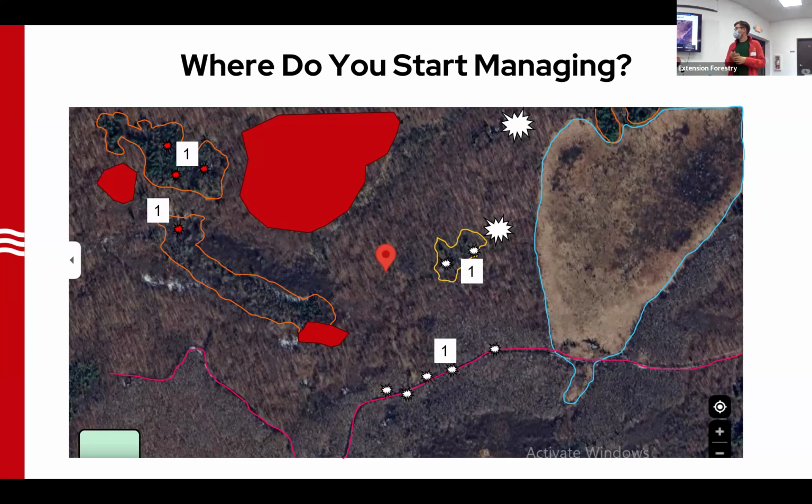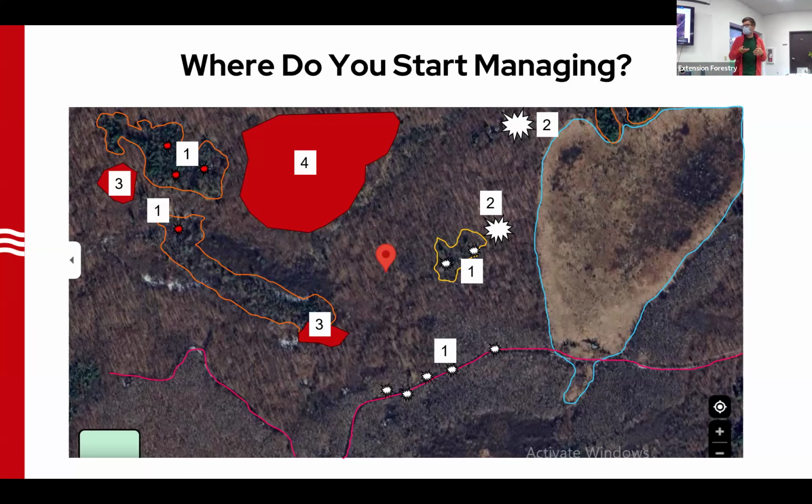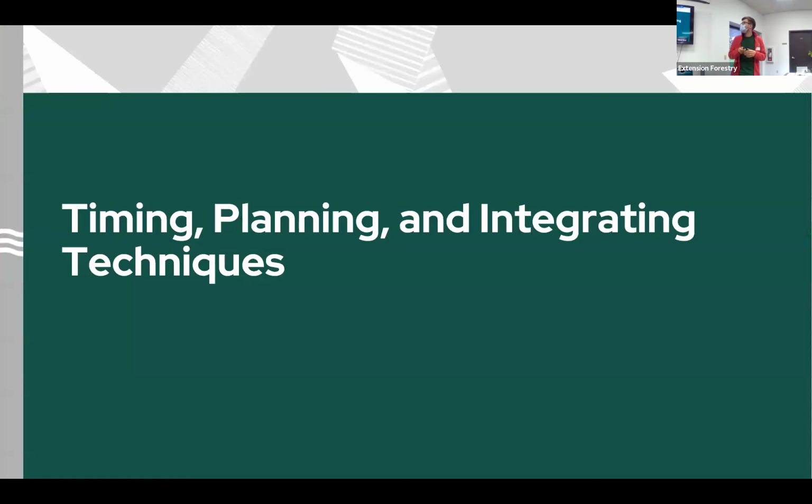So that would mean that I would probably start managing these garlic mustard plants along the ATV trail in those high value areas of the woodlands. Then I would move on to these smaller, medium-sized populations. And then finally, I would attack that bigger population. So moving through, I am prioritizing my management to take care of those smaller areas first.